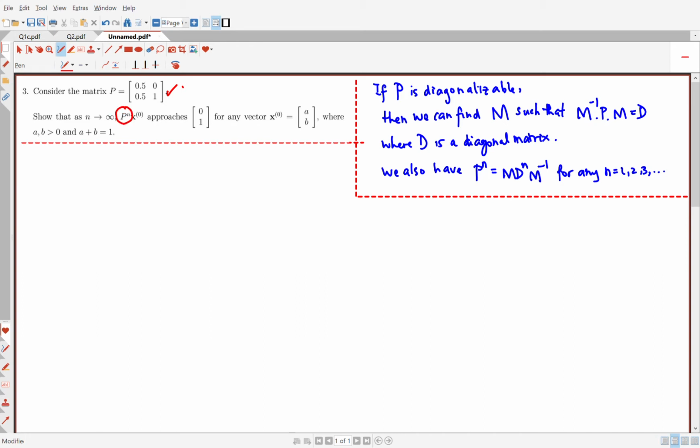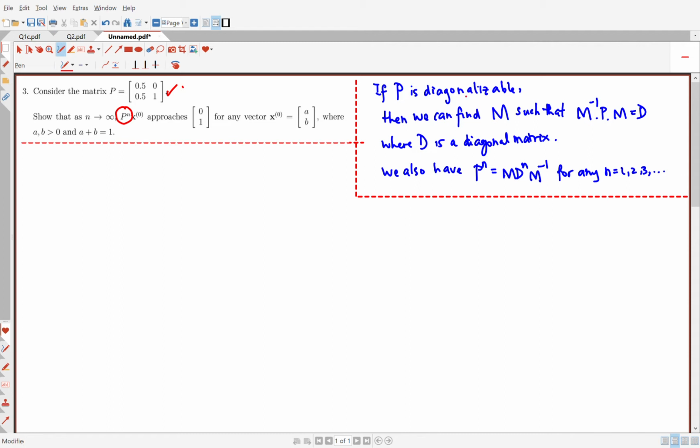as long as we know what P to the power of n is, we should be able to take the limit of this whole thing and see whether it approaches (0, 1) or not, right? But the problem is how to get this P to the power of n. It might be very difficult if you try to multiply it one by one and see patterns, and it might not work, right? So what can we do? We can make use of the result from the previous question.